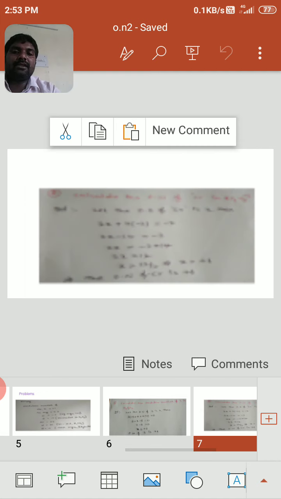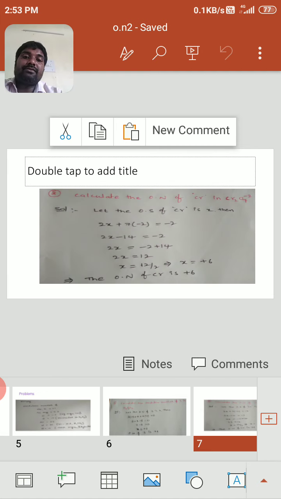And the next problem: calculate the oxidation number of Cr, chromium, in Cr2O7 2-. Is it a neutral compound or an ion? This is an ion. According to our oxidation number rules, the sum of the oxidation numbers of atoms of an ion is equal to its charge. Let's do the problem. Here the unknown element is chromium, which we consider as x. How many chromiums are there? 2, hence 2x, plus 7 into -2. Why -2? Because the common oxidation number of oxygen is -2, and this is equal to -2.